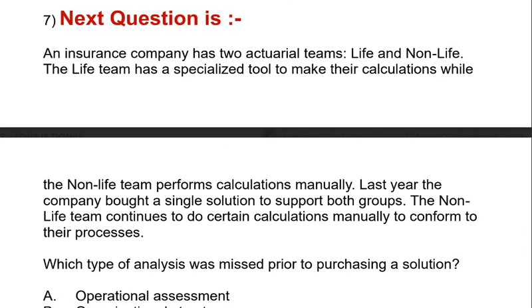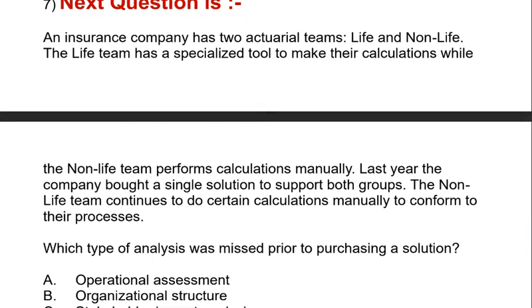Question: An insurance company has two actuarial teams, life and non-life. The life team has a specialized tool to make their calculations while the non-life team performs calculations manually. Last year, the company bought a single solution to support both groups. The non-life team continues to do certain calculations manually to conform to their processes. Which type of analysis was missed prior to purchasing a solution?